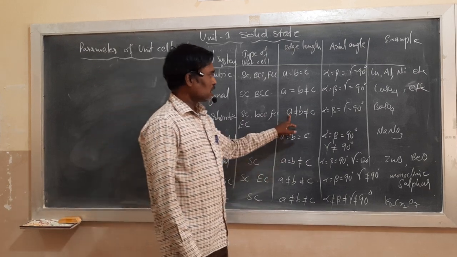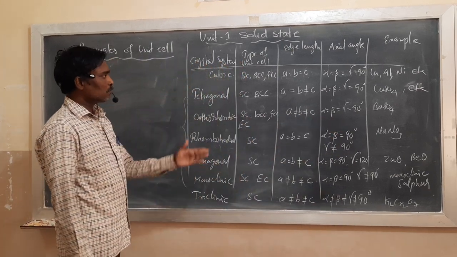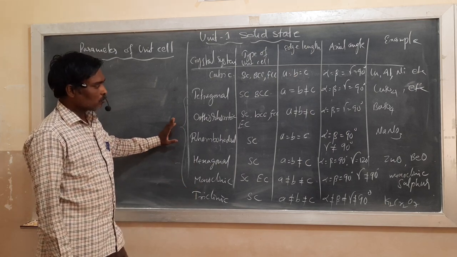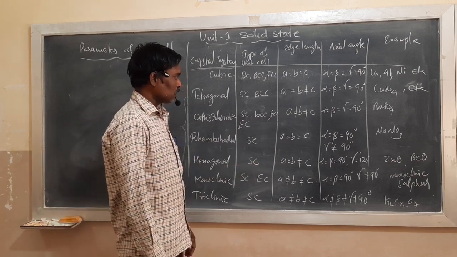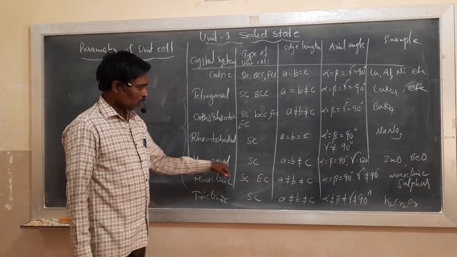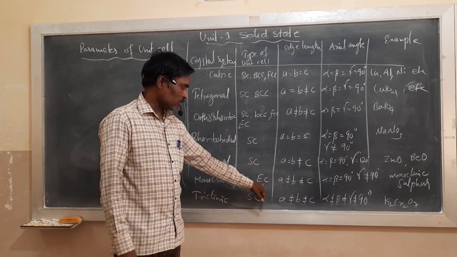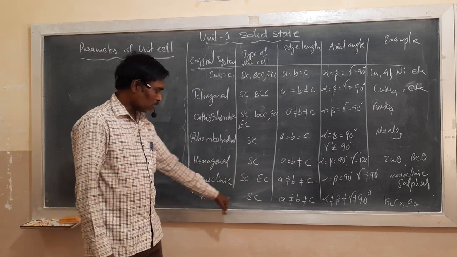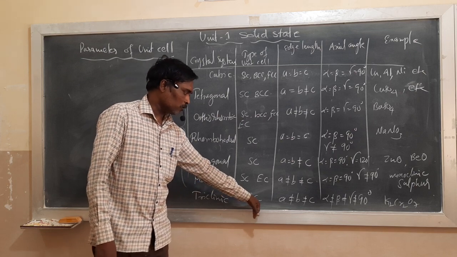And here edge lengths are not equal, but axial angles are equal to 90 degrees. The best example is barium sulfate. And rhombohedral has only one type of unit cell, that is the simple cubic unit cell. And hexagonal is also a simple cubic unit cell. Monoclinic has two types of unit cells, that is simple cubic and edge center. And triclinic has only one type of unit cell, simple cubic cell.